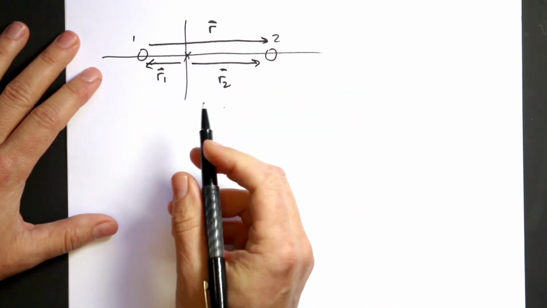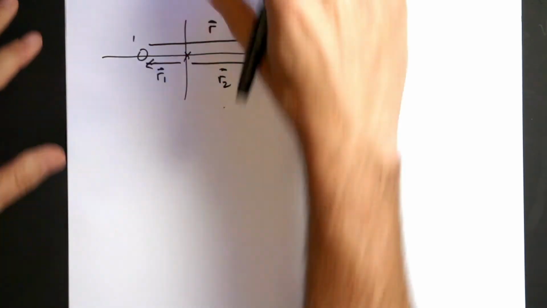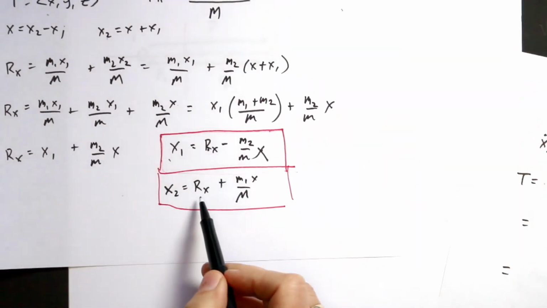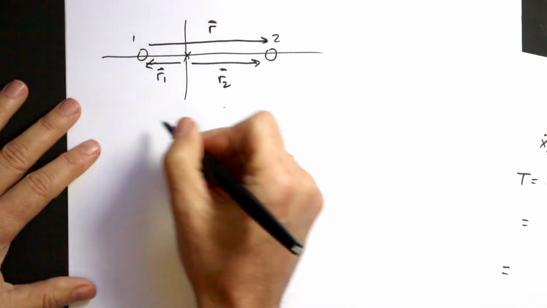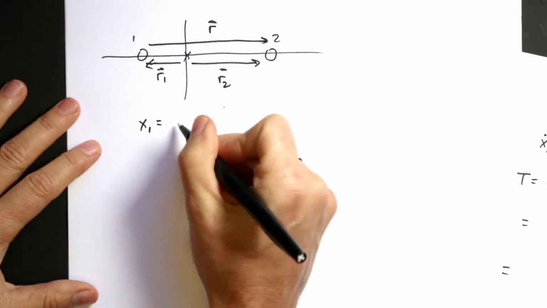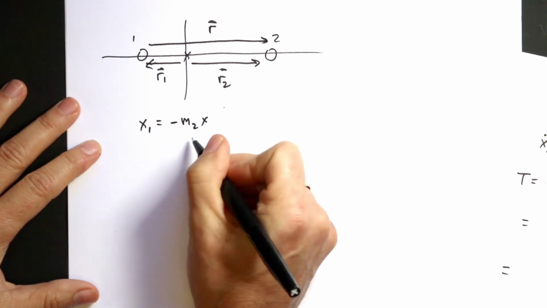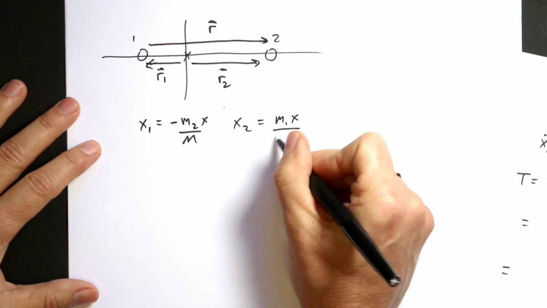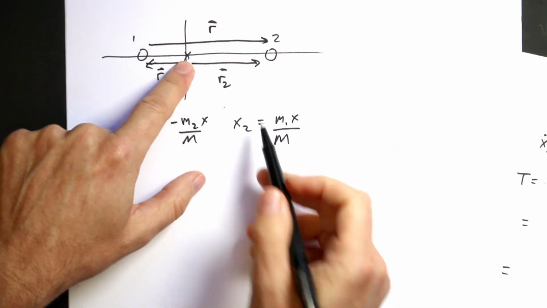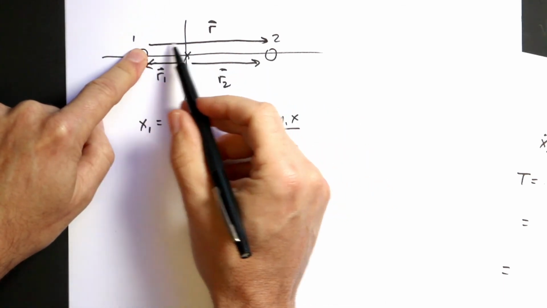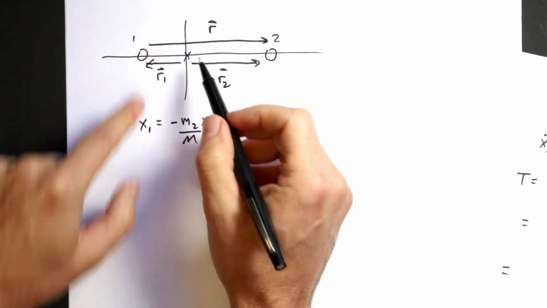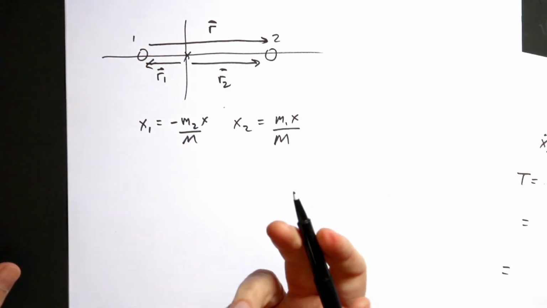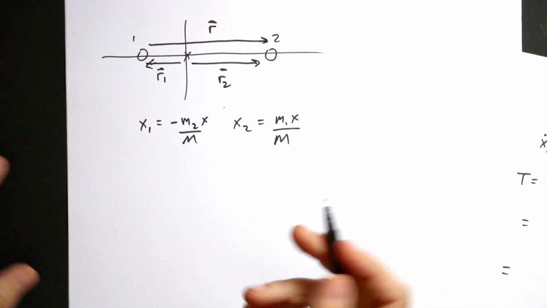So now I get the following versions of my equations, which I had back up here. Now Rx is 0 in these two equations, so I get x1 equals negative m2x over capital M, and x2 equals m1x over capital M. I do the same thing for x, y, and z. I only need to know the displacement from one object to the other. I've assumed the center of mass is at the center.